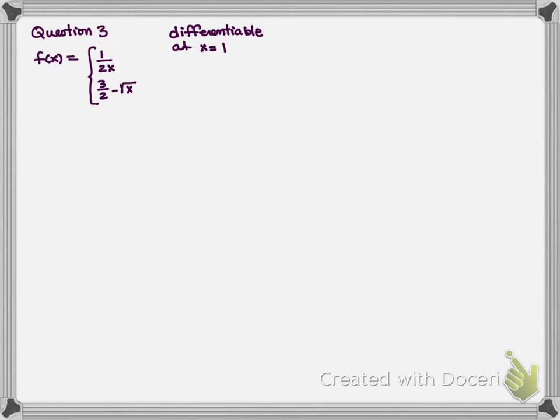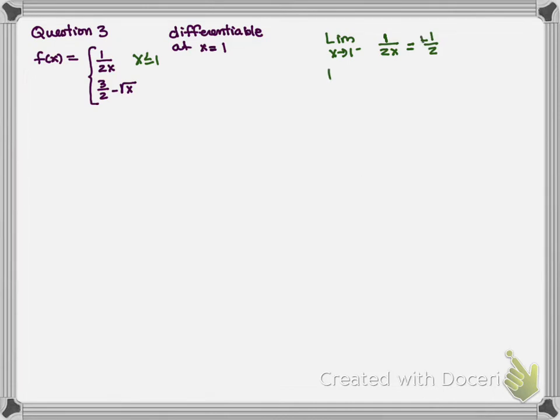So for this question, you've been asked to see if this piecewise function is differentiable at x equals 1. And so first we have to see if we're continuous. So we'll look at the limit as x approaches 1 from the negative side. Well, that's the upper function because this was x less than or equal to 1. So we'll show 1 over 2x, which is equal to positive 1 over 2, excuse me.